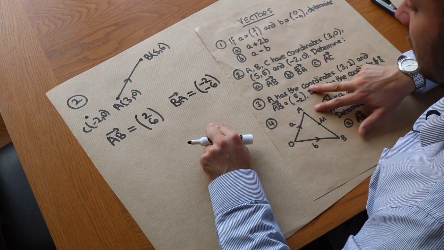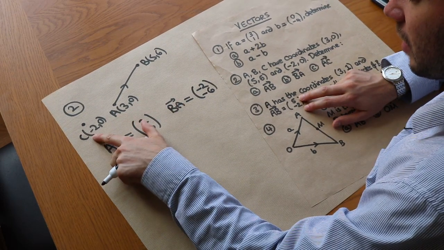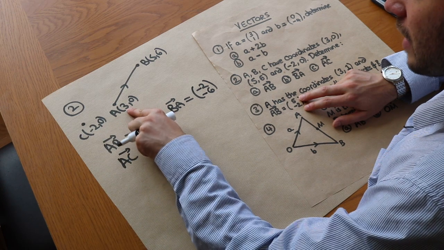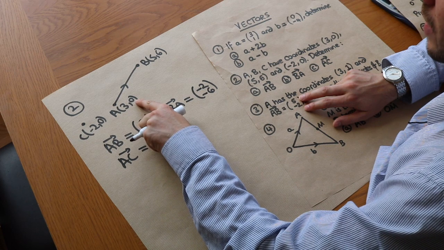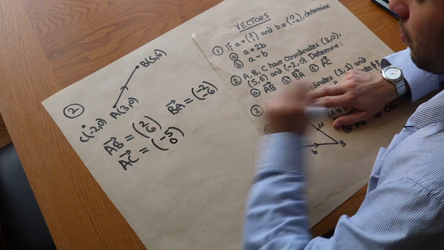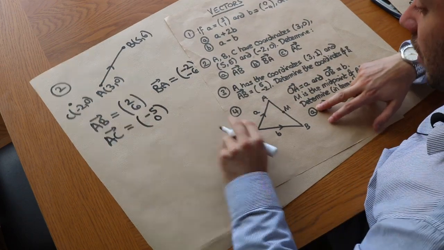And then finally, A to C. We want to get from A, which is (3, 0), to C, which is (-2, 0). Now the x value is decreasing by 5, so it's minus 5. And the y value to get from 0 to 0 is not changing at all. So that is 0.